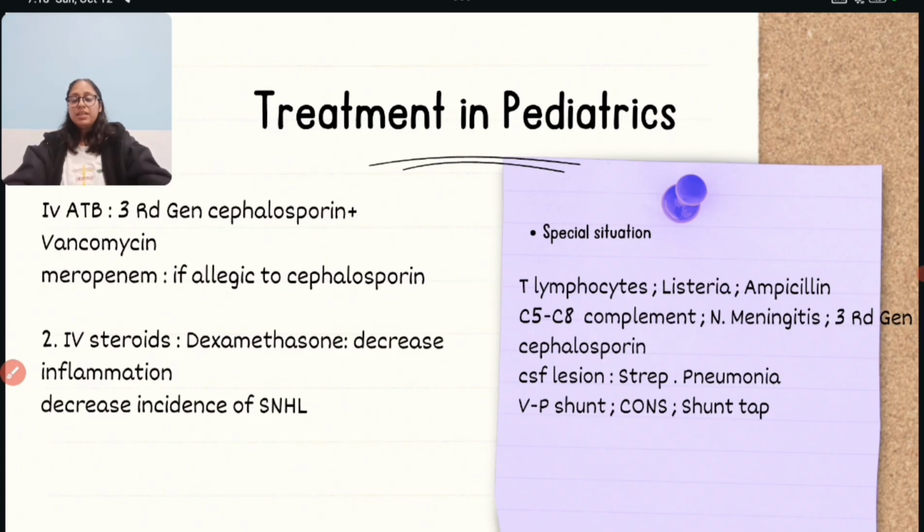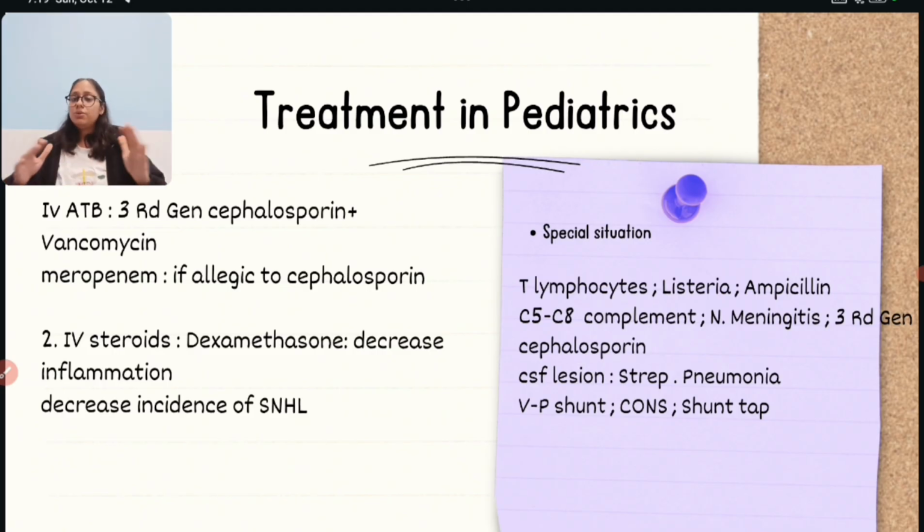Now next. This is the final slide of the whole meningitis topic. Usually I have talked about the treatment in all the separate ones, and also the empirical treatment which we give. But in this slide, I'm going to tell you, if there is a pediatric patient, a neonate or a small child, what you do is first give IV antibiotics: third generation cephalosporin and vancomycin. Third generation cephalosporin is common, which we give in adults as well as in pediatrics. Vancomycin is the one which we are adding in case of pediatrics. But meropenem is given if you have an allergy to cephalosporin.